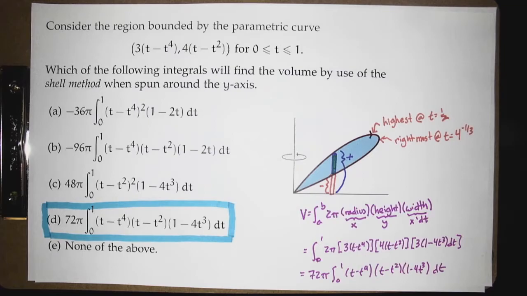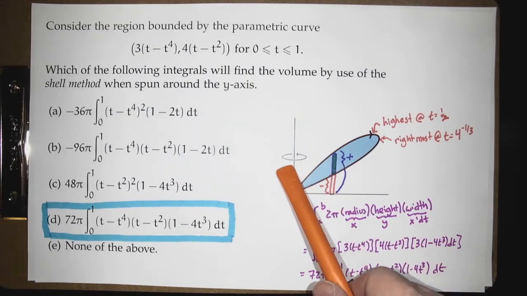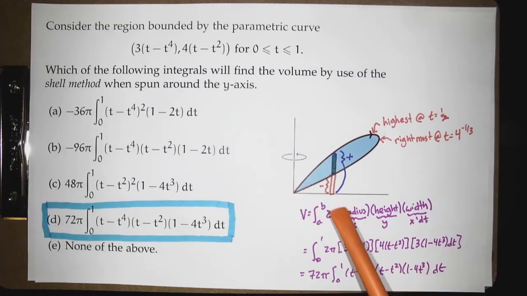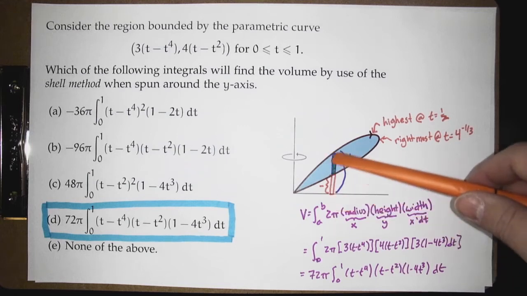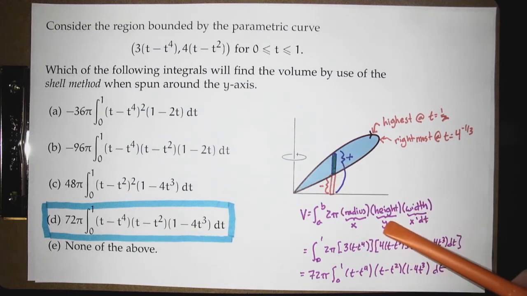So we need to put our pieces together. And generically we say, what's going on? Well, we have 2 pi. Our radius is how far we are from the axis. And generically we say, well, that's x. The height, well, that's how far up we are. That's y. And the width is our change in x. And for parametric, we don't write dx. We say change in x times dt. So x prime of t dt.